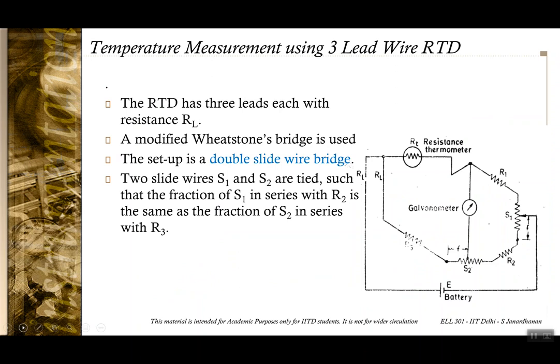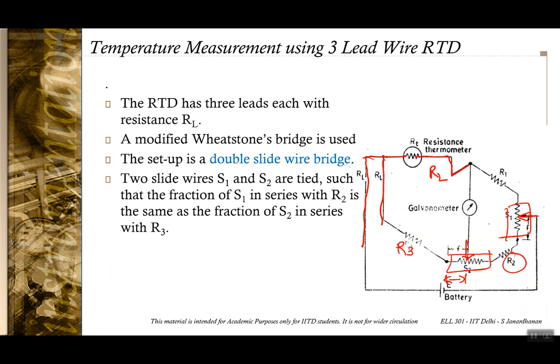Coming to how this 3 lead wire RTD can be used, this is a circuit diagram. A modified Wheatstone bridge is used for it. This setup is called a double slide wire bridge. You have the RTD connected, and these are the 3 leads of the RTD. 2 of them are here and one is here, whose resistance is RL. They are connected in this double slide wire bridge, in which there are 2 variable resistances S2 and S1, and the sliders of these 2 variable resistances are coupled together in such a manner that at any point of time the proportion of S2 in series with R3 is the same as the proportion of S1 in series with R2.